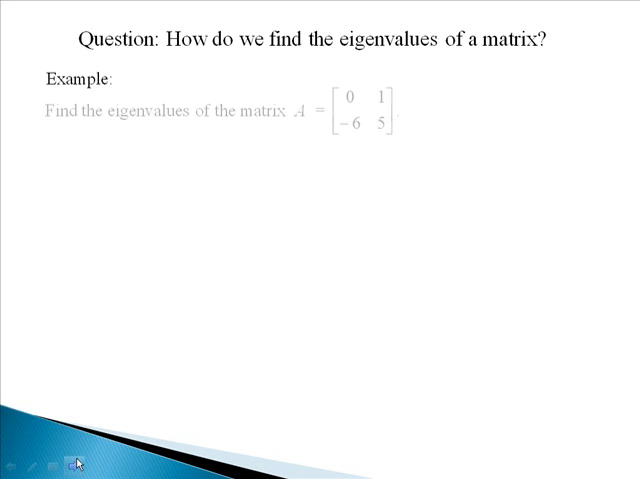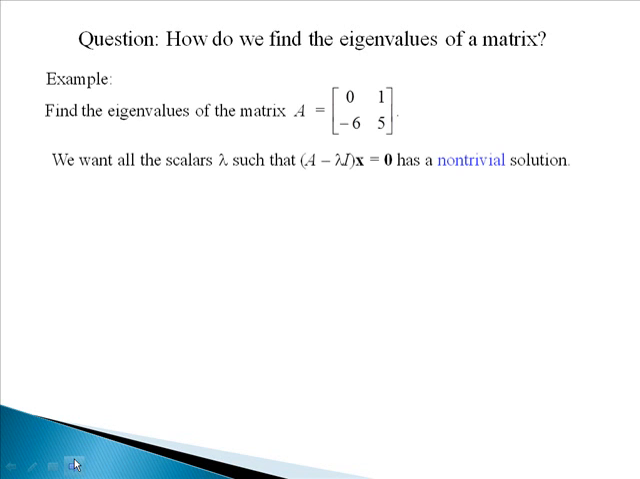We want to find the eigenvalues of this matrix A that we're given here, and it's a 2 by 2. So what we want to do is find all the scalars lambda such that our equation (A minus lambda I) times x equals 0 has a non-trivial solution. So what we mean is we want A minus lambda I to not be invertible. Because remember, if that matrix is invertible, then our homogeneous equation there has to have only the trivial solution.